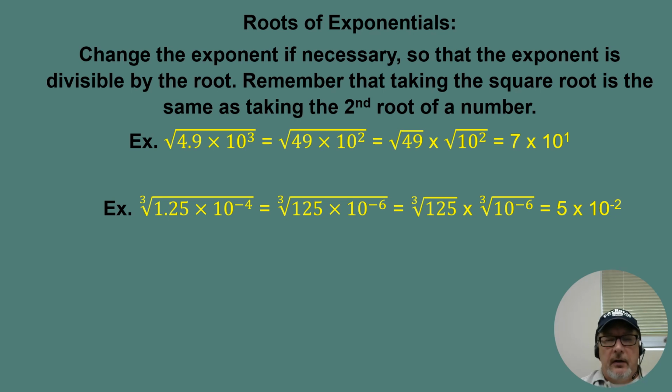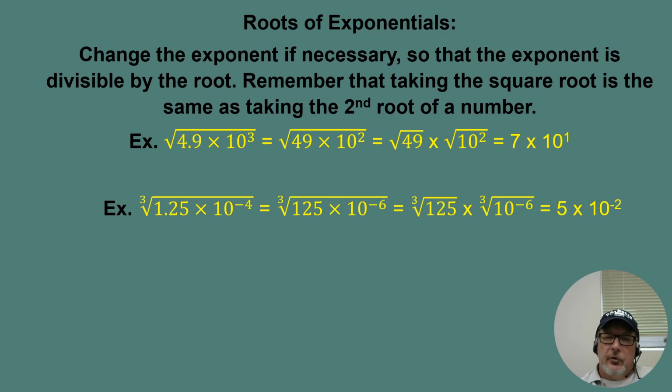In our second example, we want to take the cubed root of 1.25 times 10 to the negative 4. Our root is 3, so we need to change our exponent to a number that is divisible by 3. I can do that by moving our decimal place 2 places to the right to change 1.25 to 125, and changing the exponent of our power of 10 from a negative 4 to a negative 6.